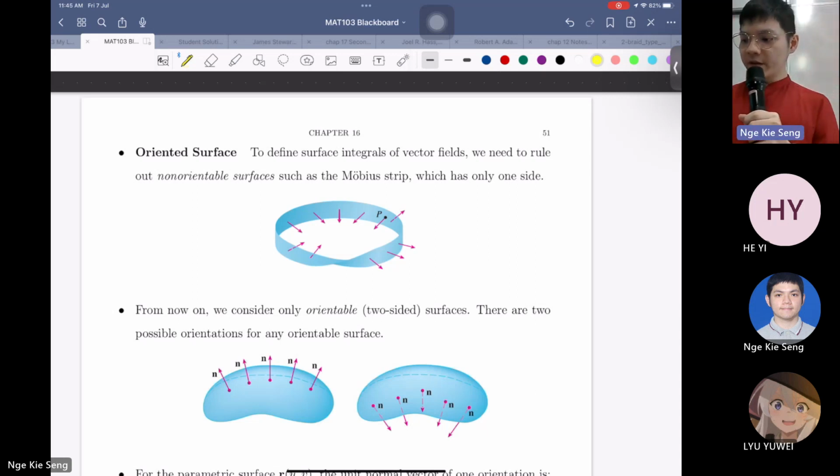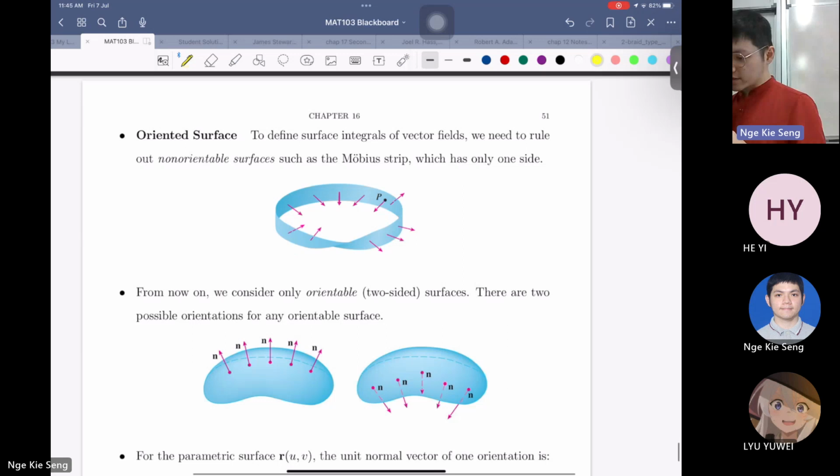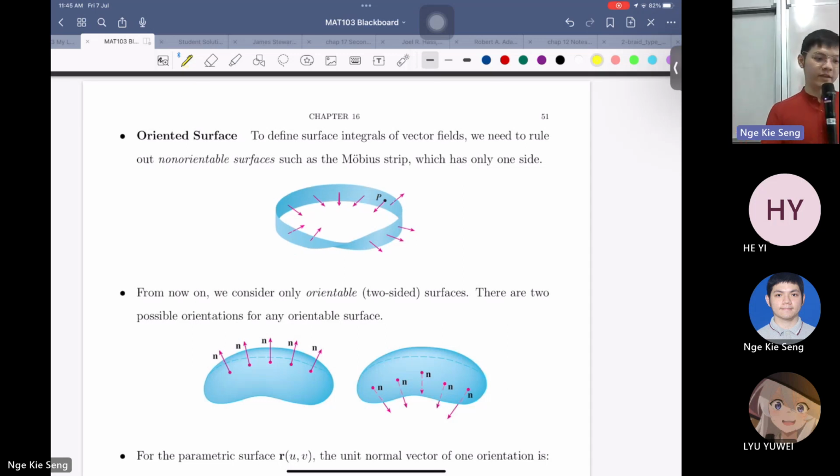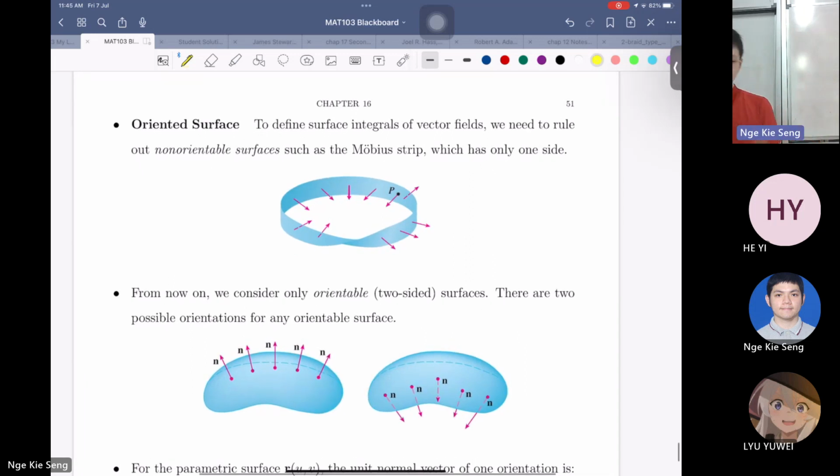But there are some surfaces that are not orientable. What does it mean to be orientable? A surface is orientable if you can continuously give an orientation to the surface. There is a non-orientable surface called the Mobius strip. Have you seen a Mobius strip before? Okay, let me show you the Mobius strip.